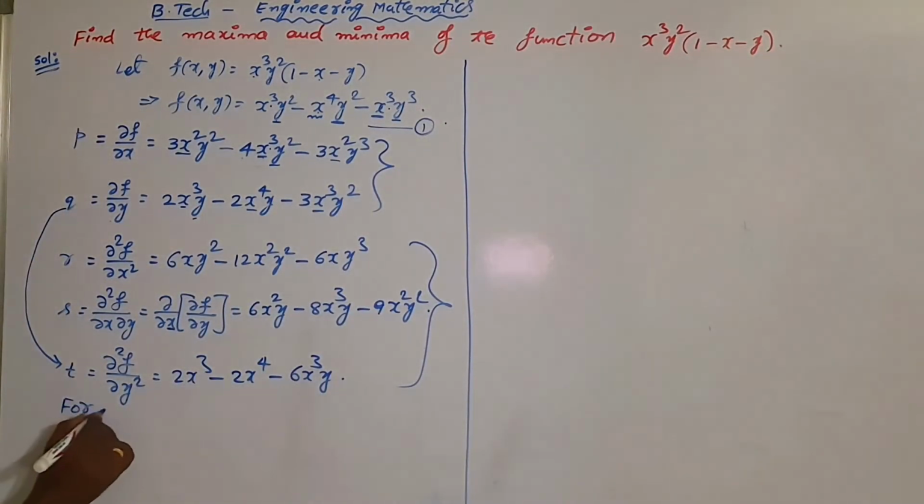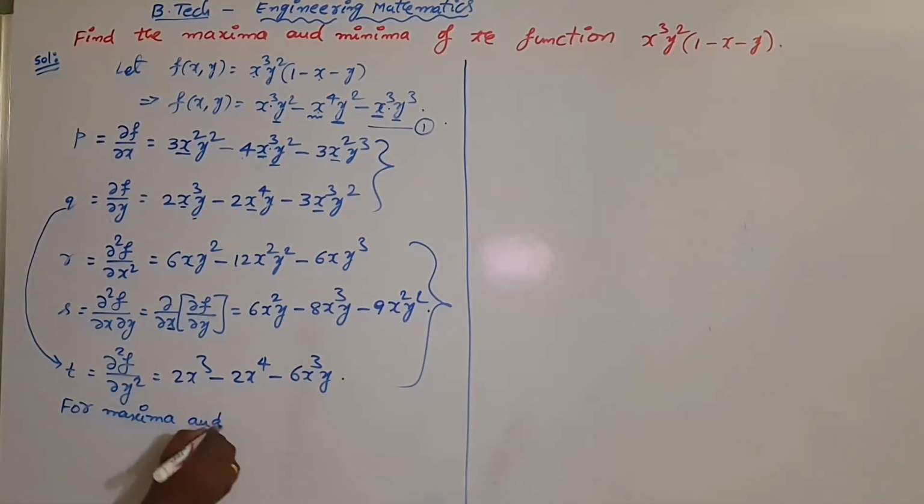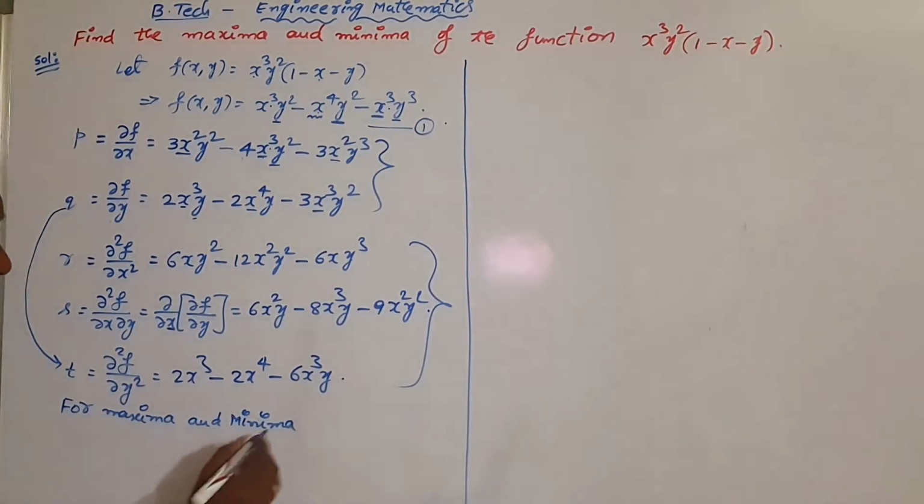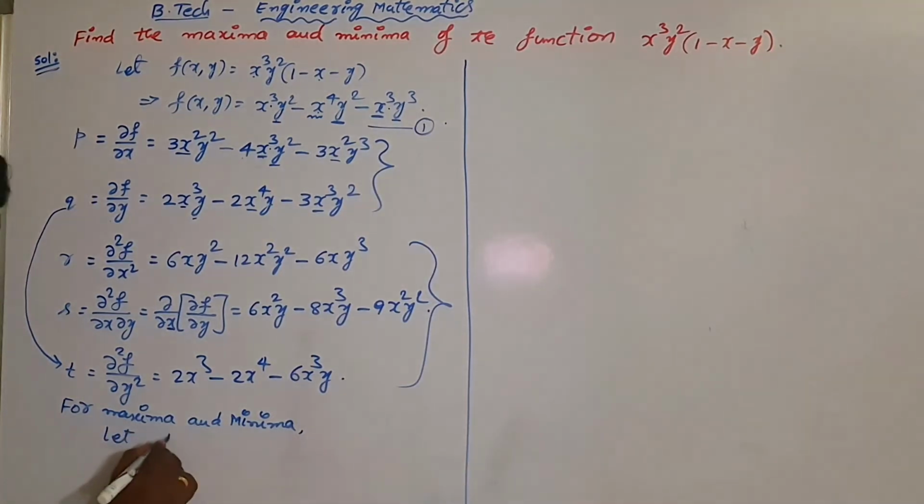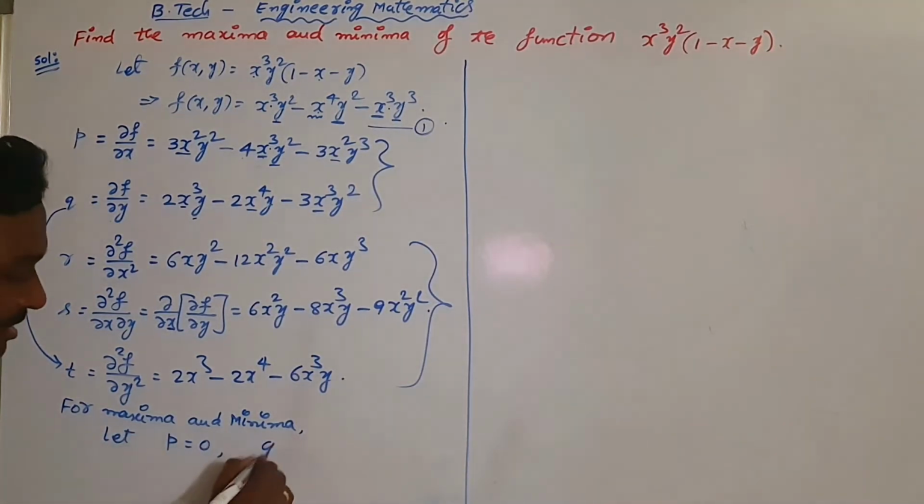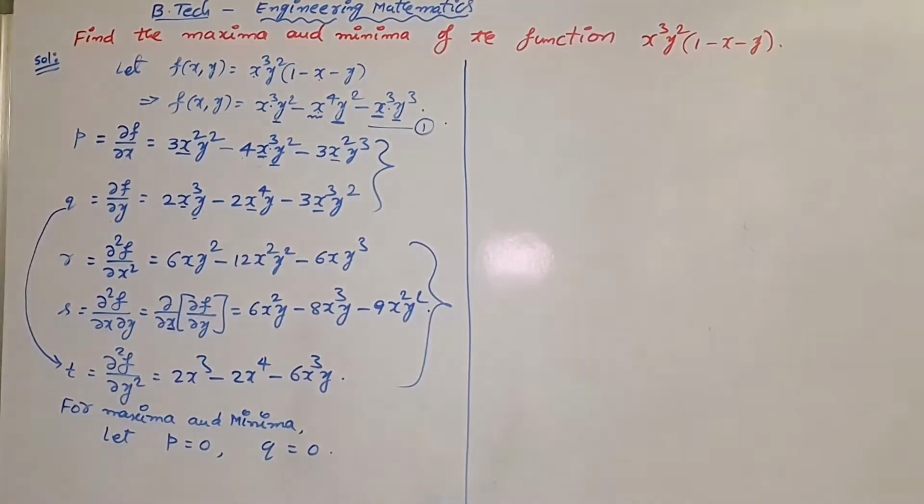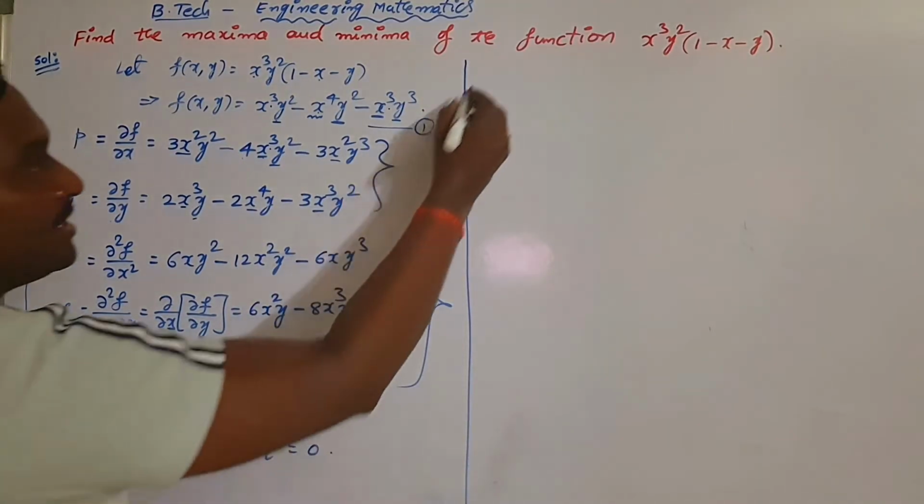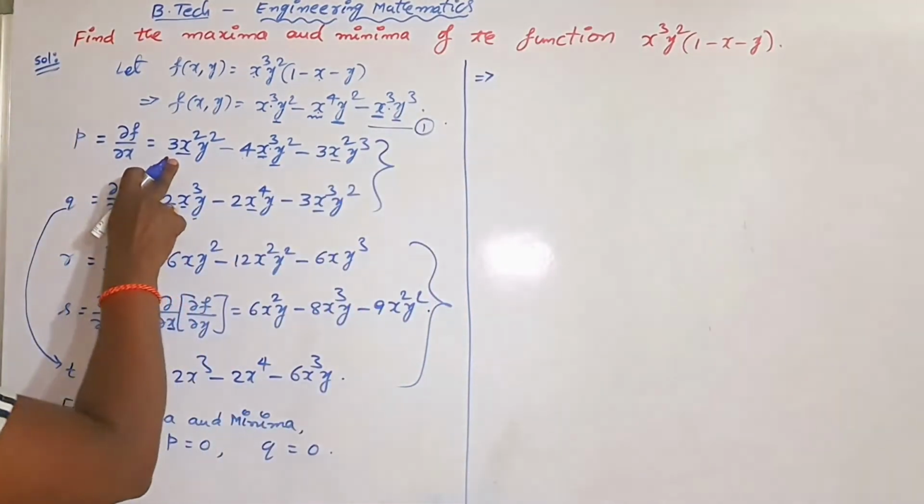So for maxima and minima, we should take slopes equal to 0. Slopes means first order partial derivatives. I hope you all understand this. So what is p? I will write here. What is the p first order derivative?